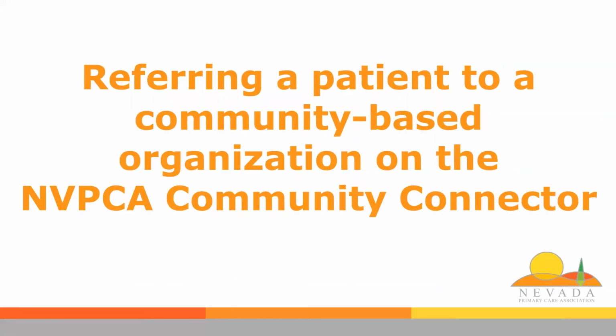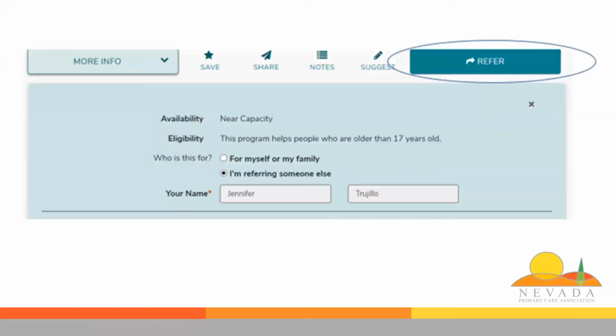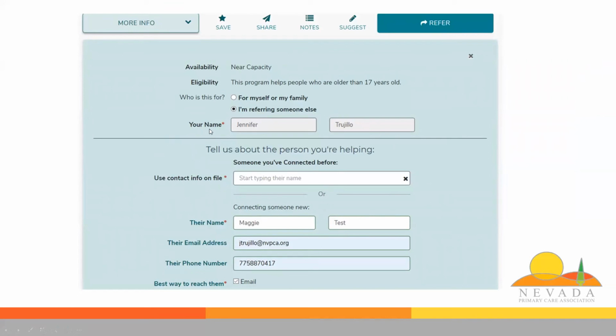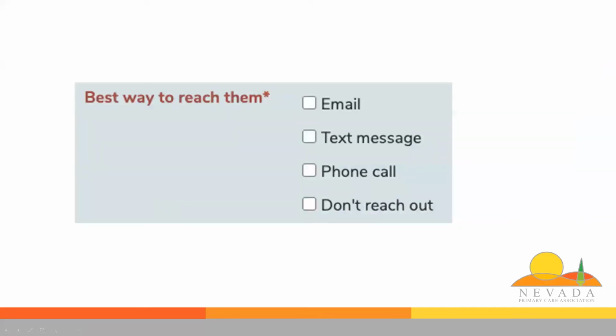The next section we're going to review is how to refer a patient to a community-based organization on the NVPCA Community Connector. On the bottom right side of the business summary card, you're going to have a refer box. When you click on this refer box, this will allow you to make a referral through the Community Connector. You will just need to fill out this template of your patient's information to refer your patient to the CBO. And you'll let the CBO know the best way to reach your patient.